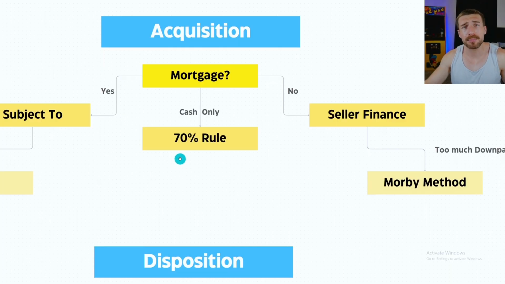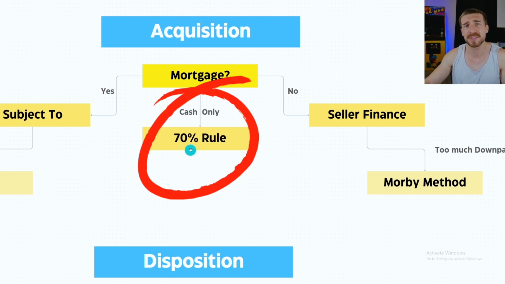Now, if you're looking at a property and the seller is just not interested in creative finance, they don't want you to take over their mortgage, they don't want to do seller finance, they don't want to be the bank, then you just give them a cash offer and you offer them the 70% rule.